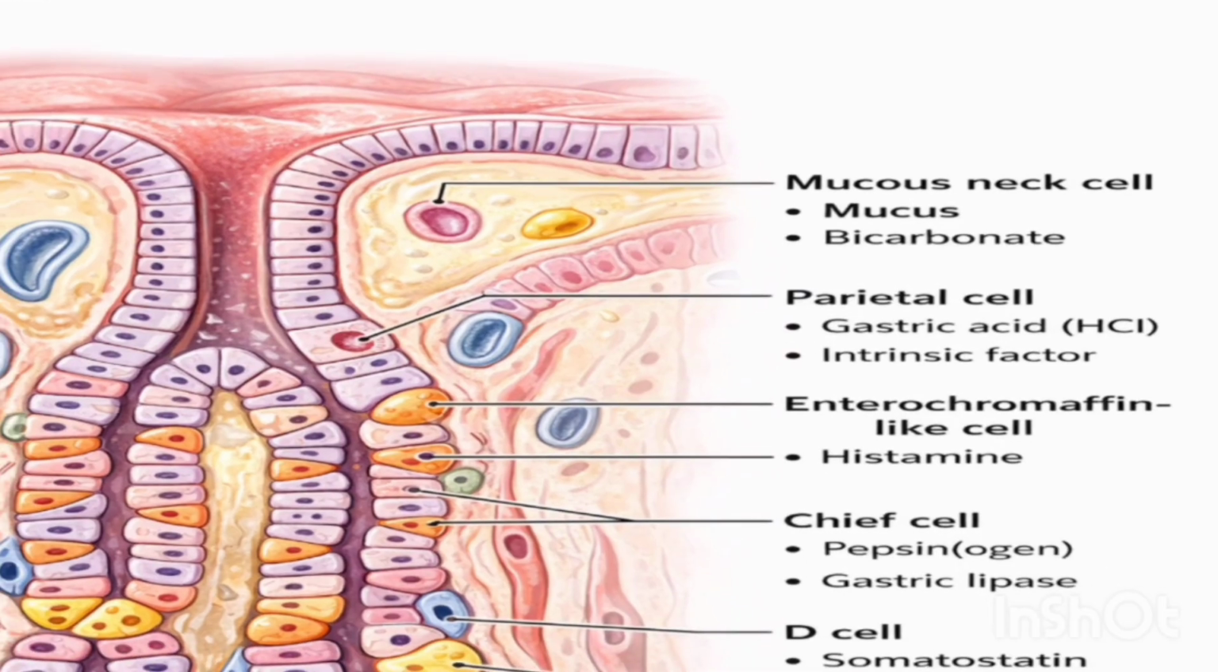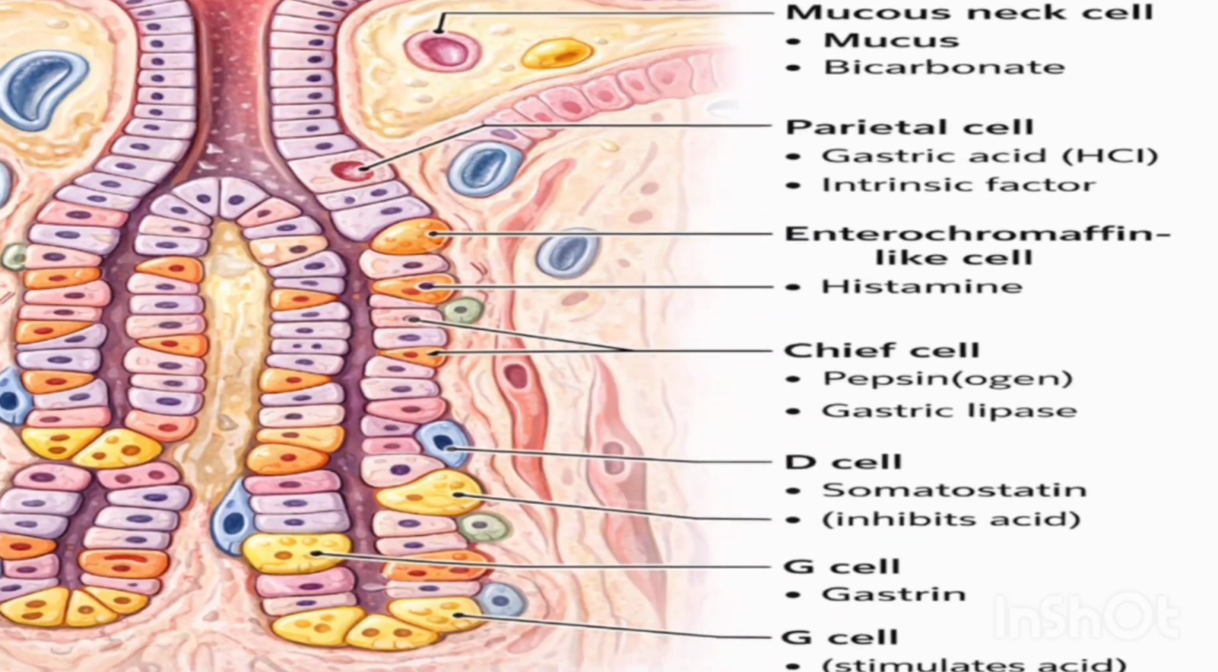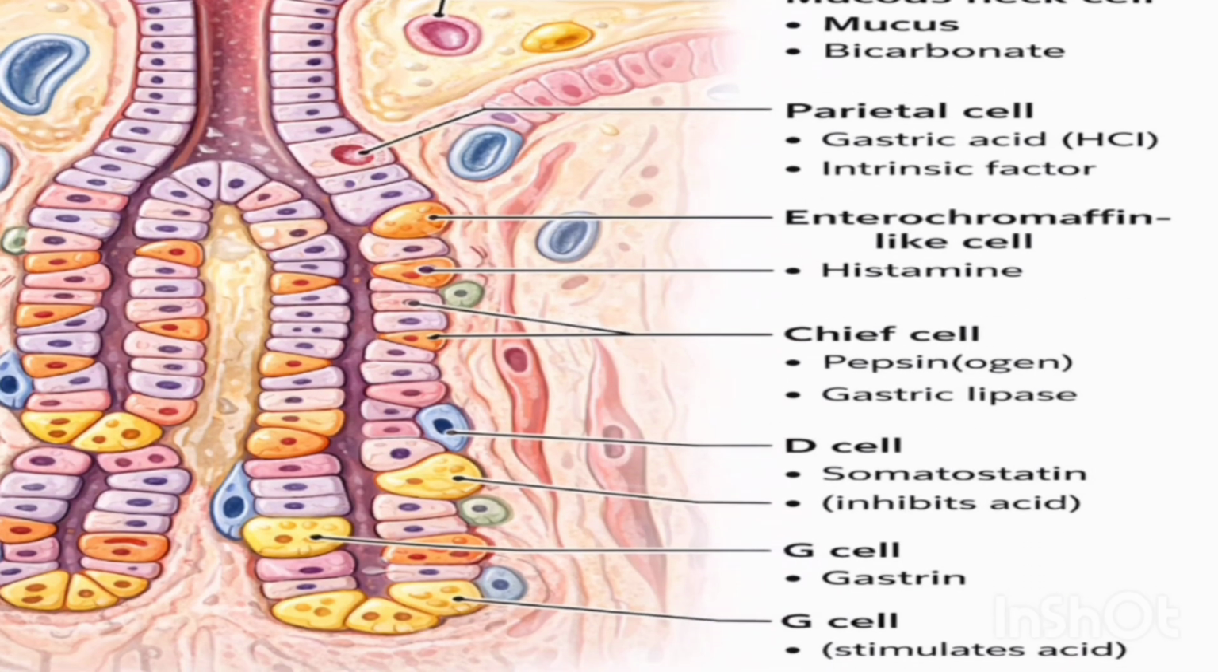In that, we have mucous neck cells, parietal cells, enterochromaffin cells, chief cells, D cells, and G cells. Each has its own function. G cells release gastrin, which in turn releases the HCl, and D cells secrete somatostatin, which inhibits the gastrin. Chief cells secrete pepsin, parietal cells secrete the HCl, mucus cells secrete mucus, and EC cells secrete histamine. Among these, the parietal cells of the stomach are responsible for the HCl production.